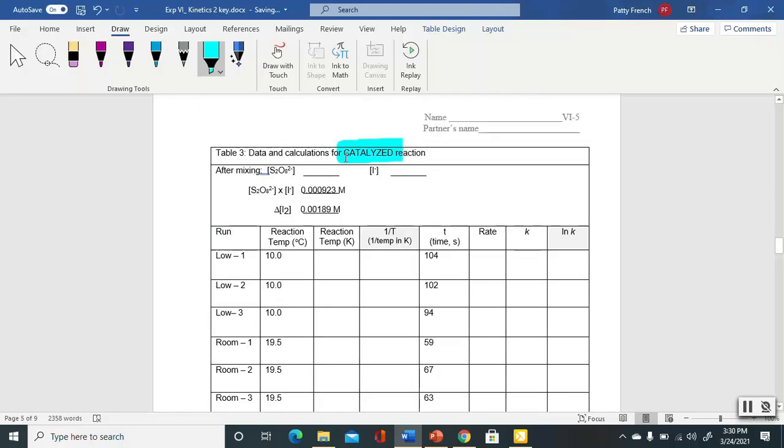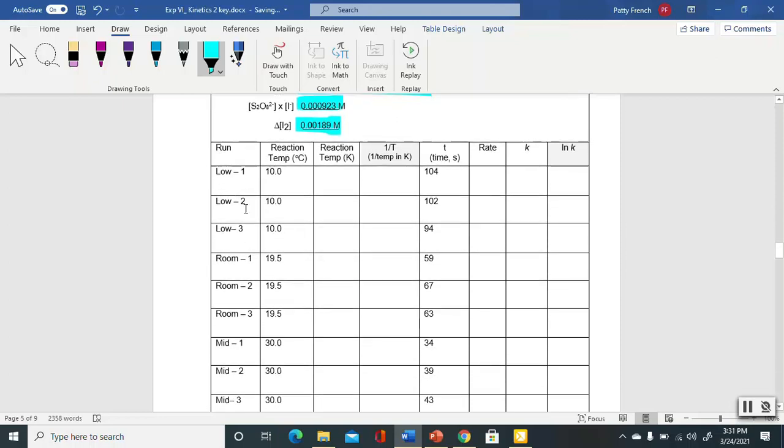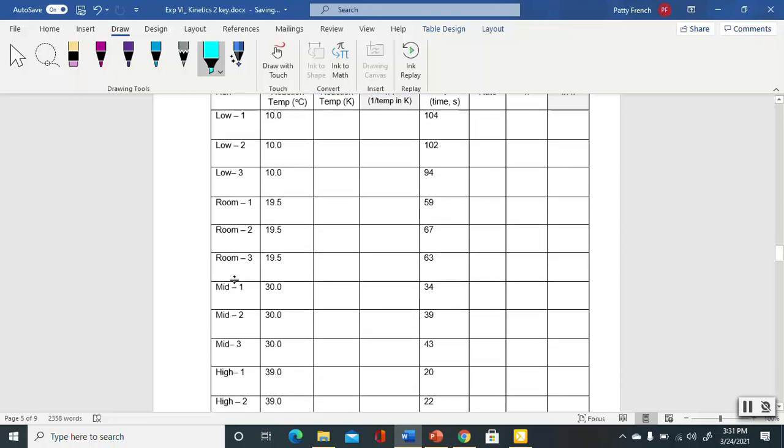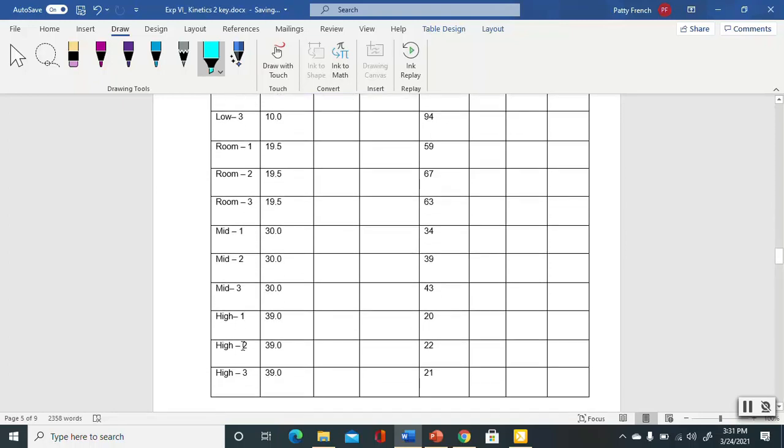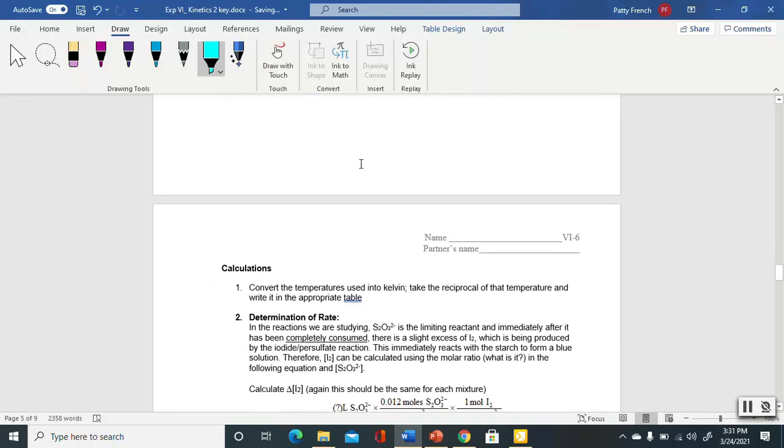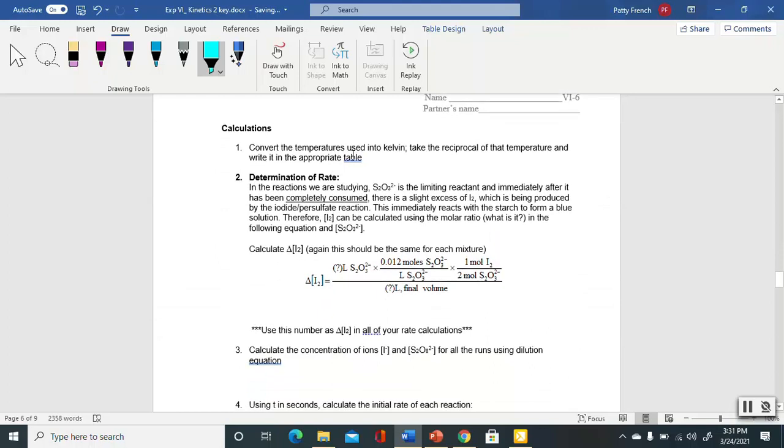Once you get done working and collecting all that data, it's time to add the catalyst. Okay, you're going to find the same concentrations and the products of the concentrations and the I2 the same way you did last week. You're going to do the same 3 low runs, 3 room temperature runs, 3 middle temperature runs, and 3 high temperature runs. And then we get to start walking through the calculations. And this is what we're going to be doing in the next video.